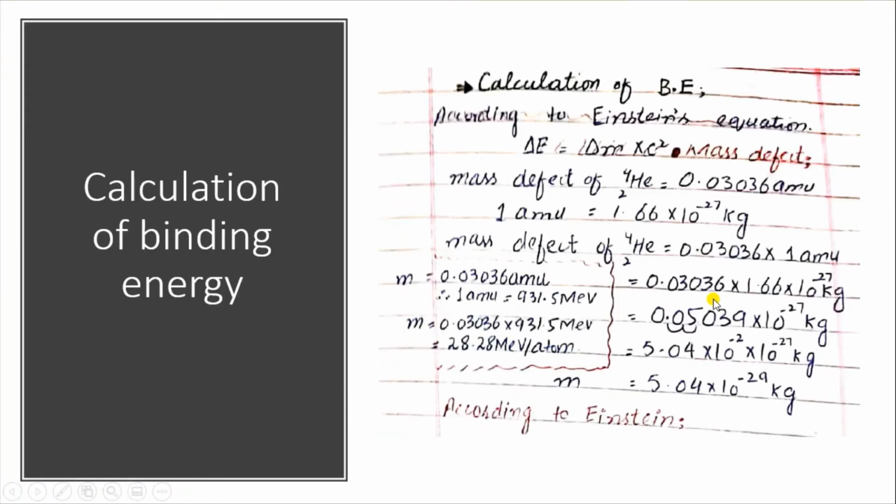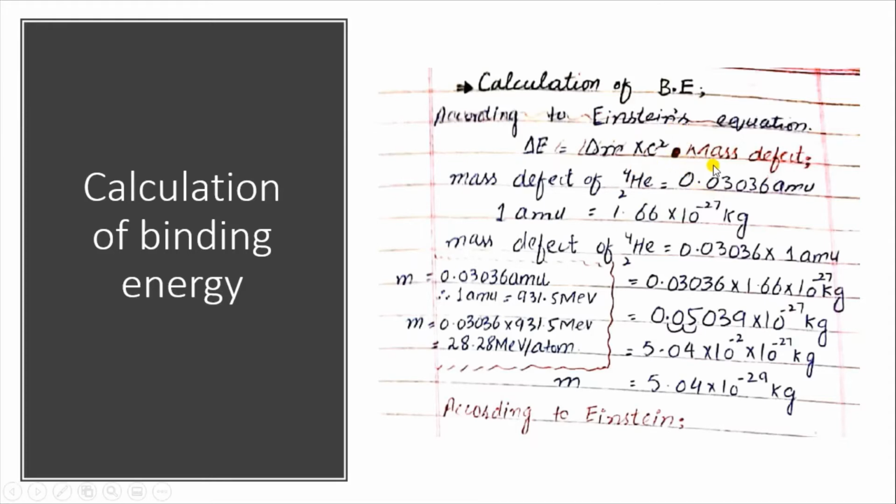If we talk about the calculation of binding energy, according to Einstein's equation, E is equal to mc square. If we take the change in energy and the change in mass, we know that the energy basically depends upon the change in mass. So if the energy changes, the mass will also change.